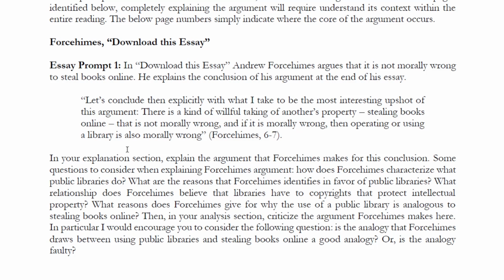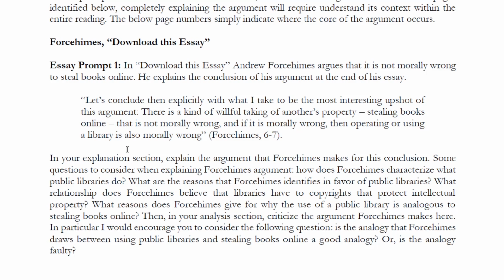So the first thing the prompt does is it indicates to you, in this case, the conclusion that the author is arguing for. And so, as I've stated previously, this means that in your explanation section, your primary goal is going to be explaining to the reader what is the reasoning or what is the argument that the author uses to establish this conclusion. And in the next sentence of the prompt, you see that I indicate that this is the case. In your explanation section, explain the argument that Forsheim makes for this conclusion. And then I provide you some questions to consider when explaining Forsheim's argument.